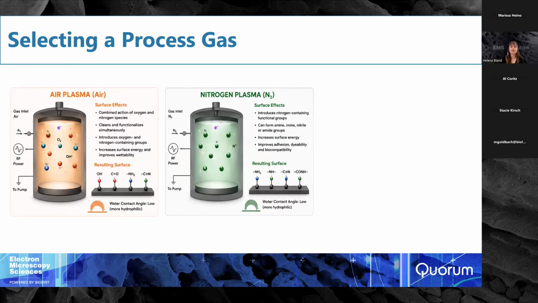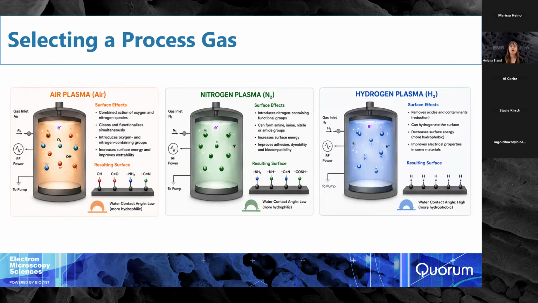We then have nitrogen plasma, which is a slightly more gentle way of hydrophilizing a surface compared to oxygen. So if you have an oxygen-sensitive sample, then nitrogen plasma might be something that you use. And then finally, we have hydrogen plasma, which is not commonly used in electron microscopy applications. And this is because it is a very harsh way of cleaning the surface of something. So it's typically used for cleaning metals. And it can also, interestingly, decrease our surface energy and actually make a substance more hydrophobic, which is not typically what we're wanting to do for biological samples.